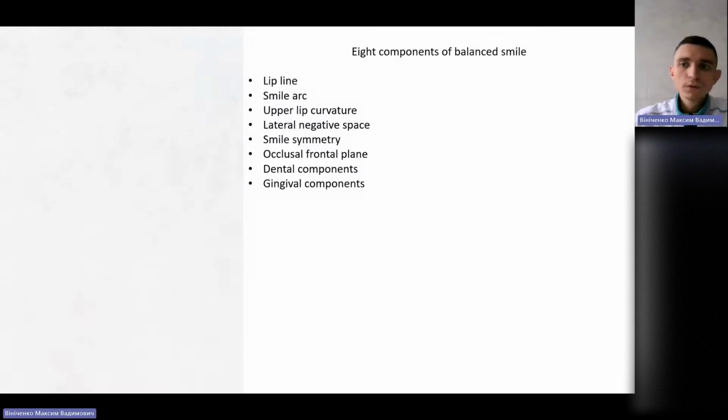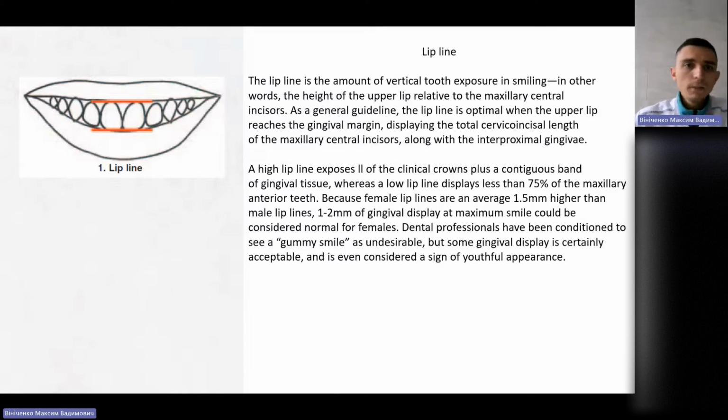First of all, I want to talk about the 8 components of a balanced smile. So here we see such components as the lip line, smile arch, upper lip curvature, lateral negative space, smile symmetry, occlusal frontal plane, dental components, and gingival components. First of all, it's the lip line.